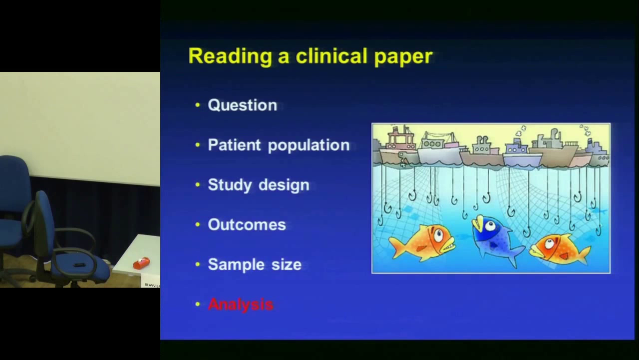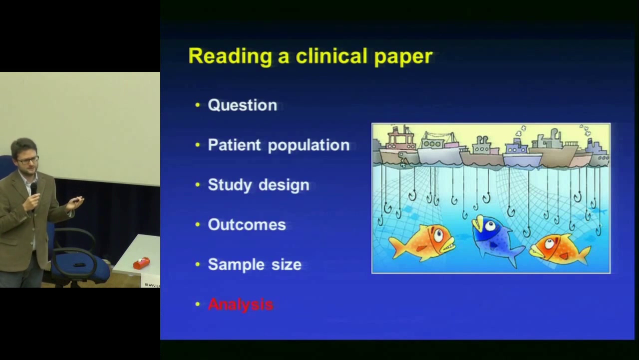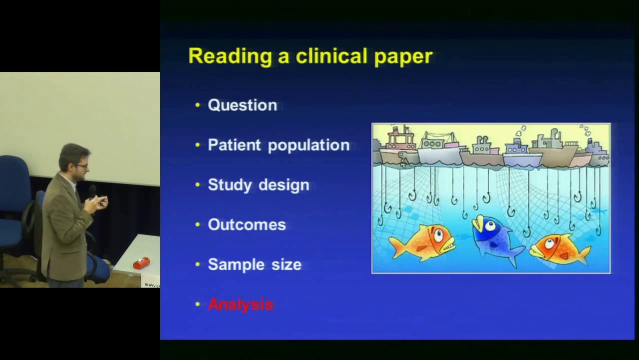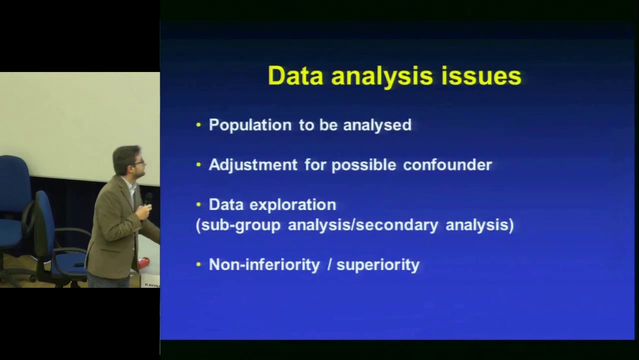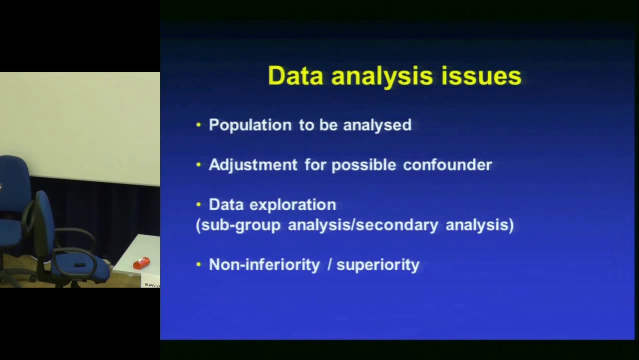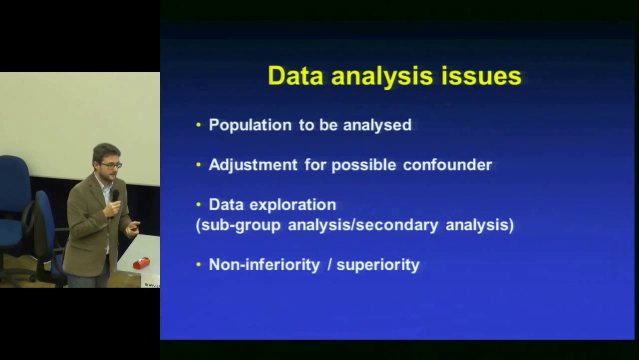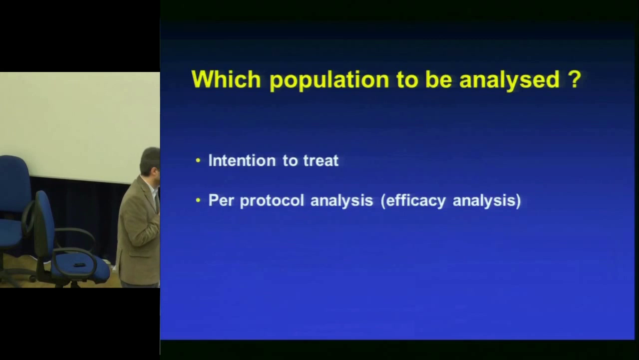Last point is analysis. With statistics, you can do everything. You can do everything with the software, but also if you are a smart statistician, you can find every association you want to find. Just briefly, it's important that you read which population is analyzed, if adjustment for possible confounders has been done, if it's a subgroup or secondary analysis, and then just a few seconds about non-inferiority or superiority trials, which is a hot topic in clinical research, in particular in ethics.